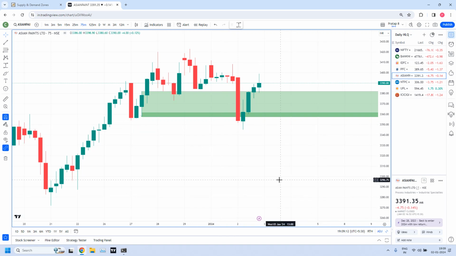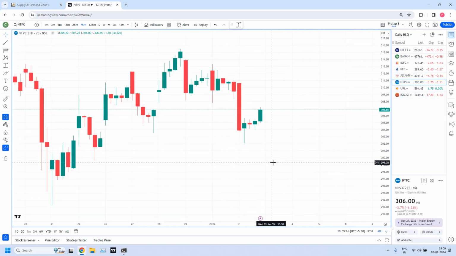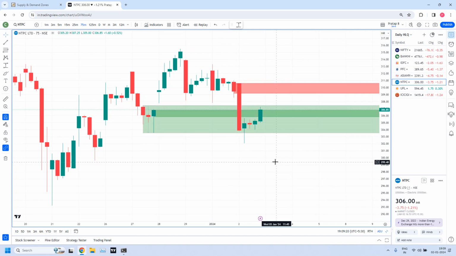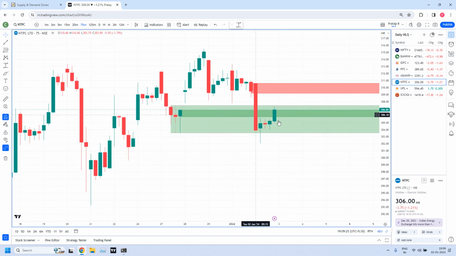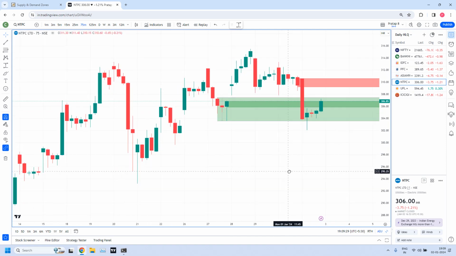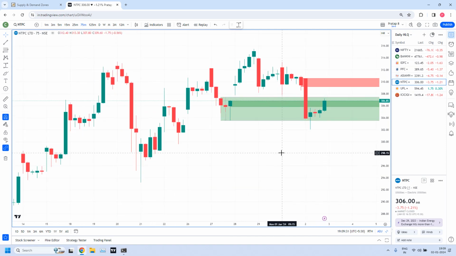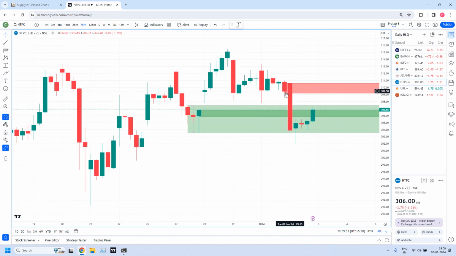And the next one is NTPC. Even in NTPC a trade is triggered, but it is a successful trade. And after that, the zone is violated. How did we get the profit? Let us analyze this high liquidity zone.